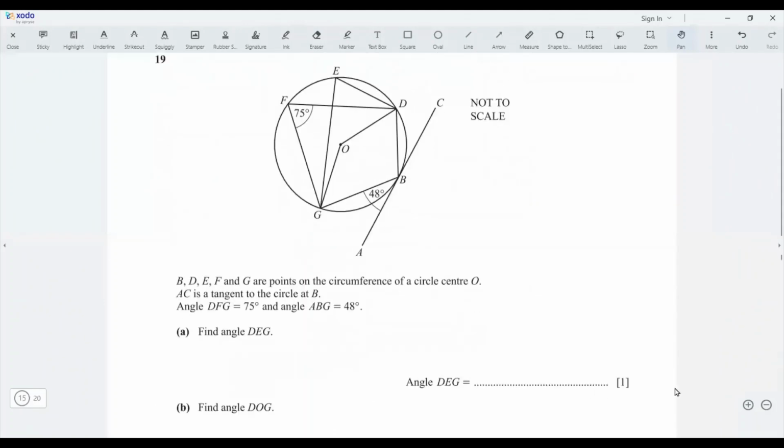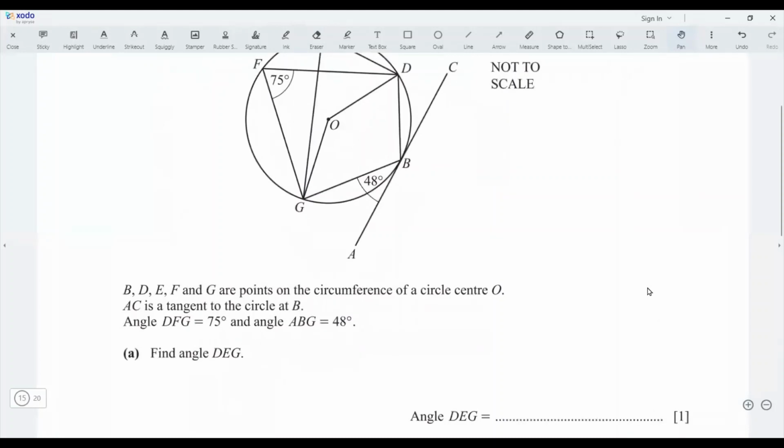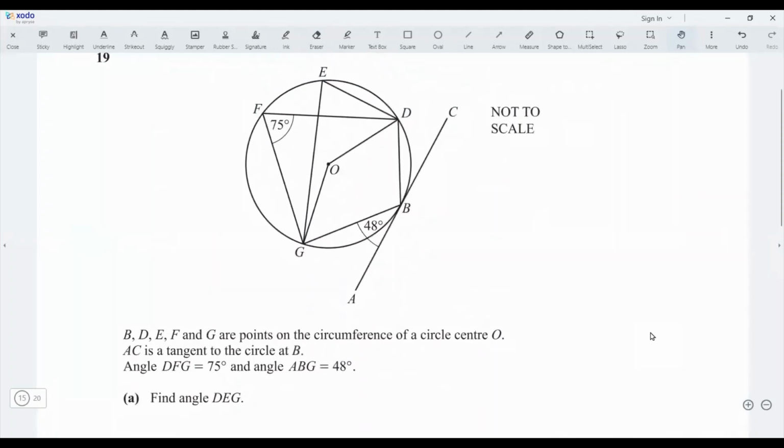So question number 19. How can we solve question number 19? Look at the question. There is a circle. We have to apply geometrical properties of circle. And in the first part, we have to find angle DEG. Some of the angles are given, clearly mentioned on this diagram as well.